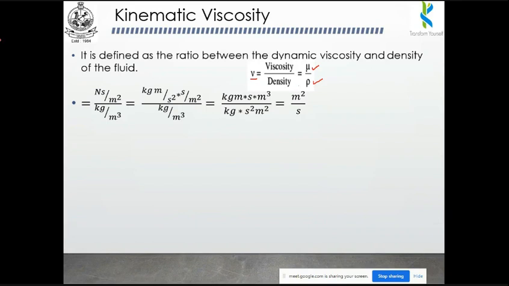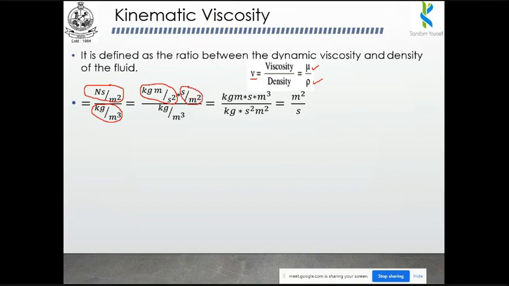So how does it come? Please look at these units. The unit for mu is Newton seconds per meter square, and the unit for density is kilogram per meter cube. Okay, so from these units, we have derived meter square per second. So you can convert this Newton into kilogram meter per second square. So 1 Newton is equal to 1 kilogram meter per second square. Similarly, we are having seconds per meter square also. So that is what is mentioned here.